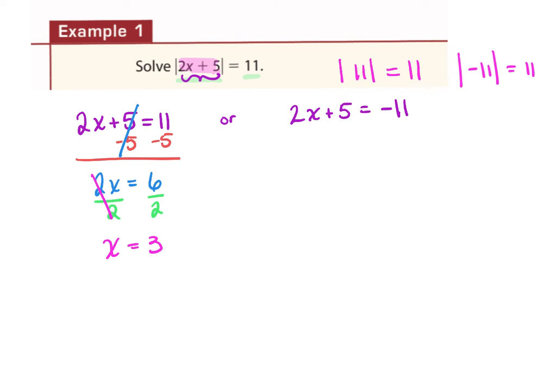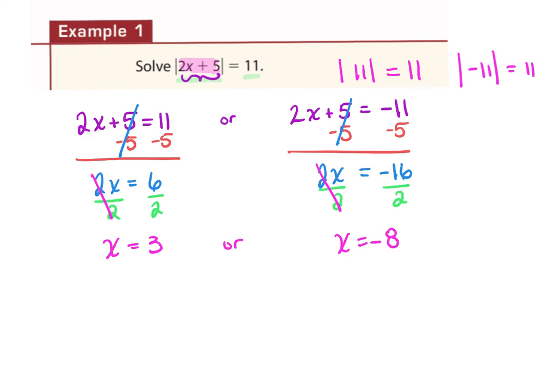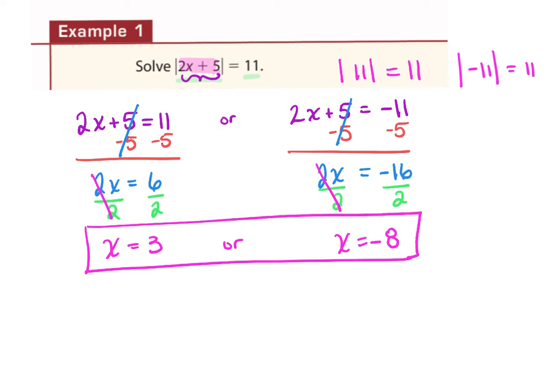So on the right-hand side, I'm going to subtract 5. I will have 2x. What's negative 11 minus 5? Negative 16. Negative 16. Right. And so I get x equals negative 8. So these are my two answers. X could either be 3 or negative 8. And so I'm going to check it.